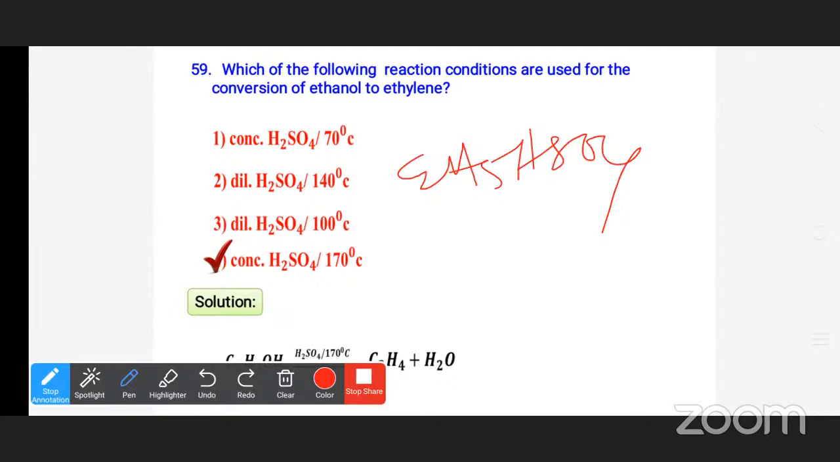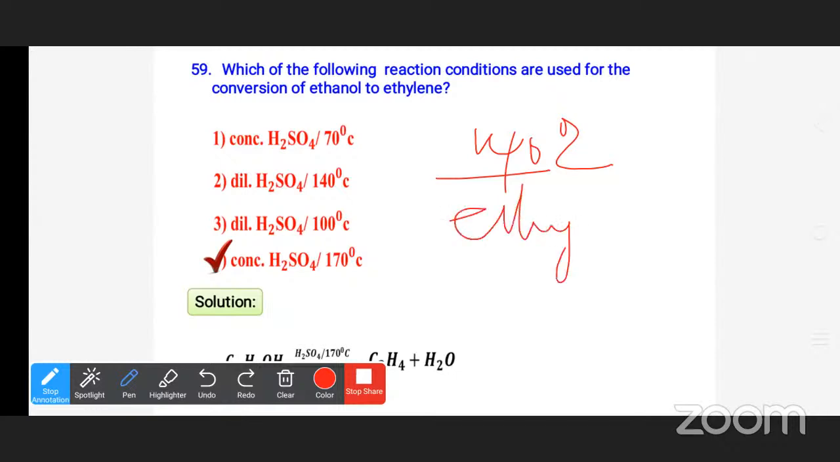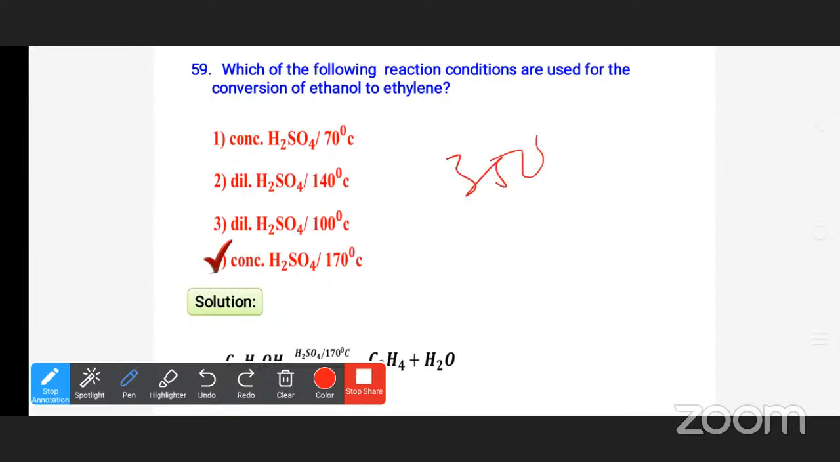Concentrated H2SO4 at 140 degrees Celsius forms diethyl ether. Ethyl alcohol reacting with concentrated H2SO4 at 170 degrees Celsius forms ethylene. Ethyl alcohol passed over alumina at 250 degrees Celsius forms diethyl ether. Ethyl alcohol vapor passed over alumina at 350 degrees Celsius forms ethylene.